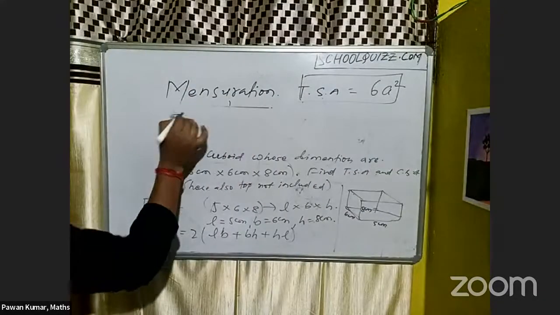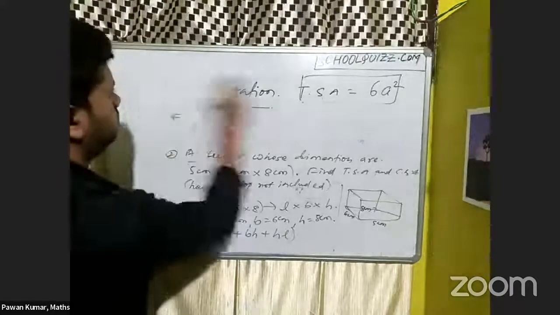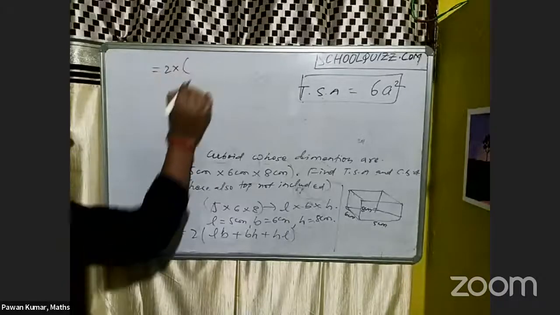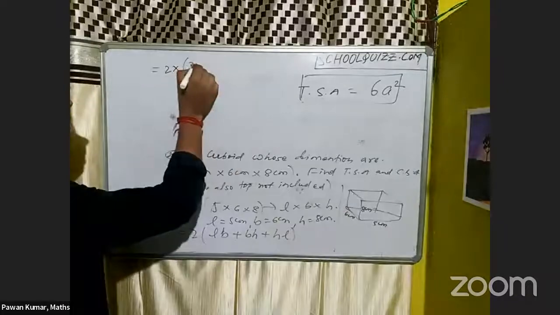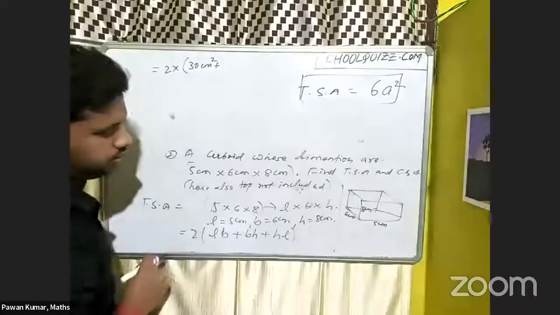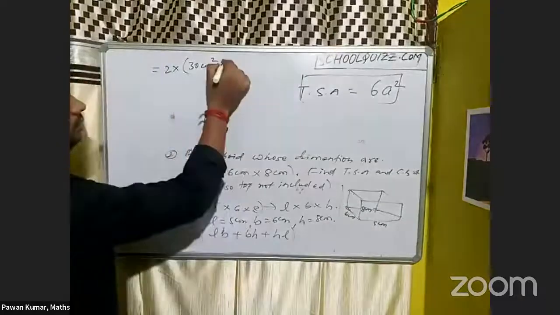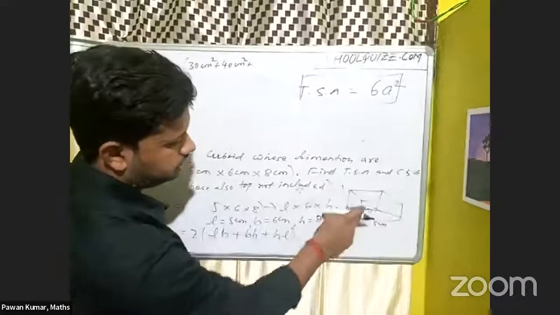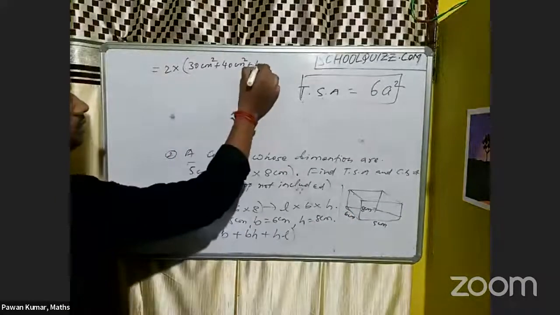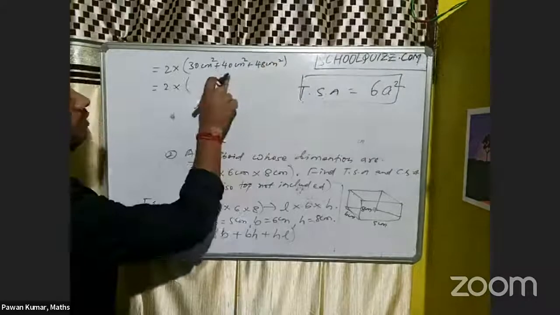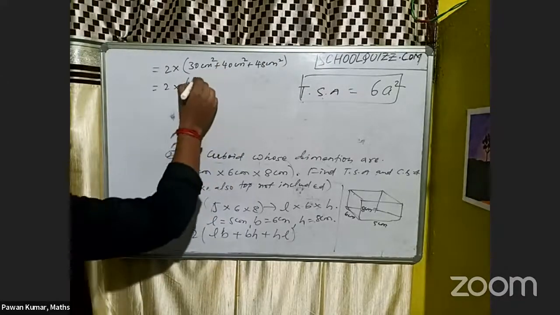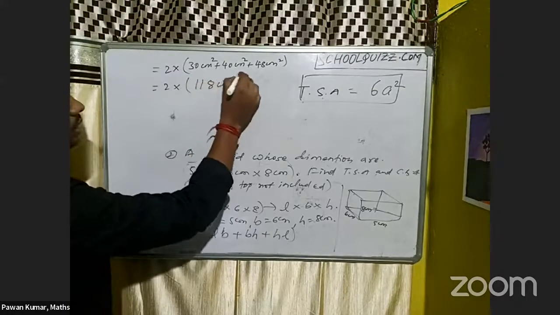So if I am substituting here, 2 into length into breadth, 5 into 6, how much? 30 centimeter square. Plus breadth into height. This is the breadth, this is the height. 8 5s are 40 centimeter square. Plus height into length, 8 6s are 48 centimeter square. So if I add, 30 plus 40 is 70, 70 plus 48 is 118 centimeter square.